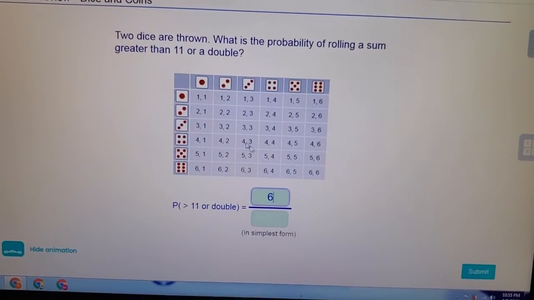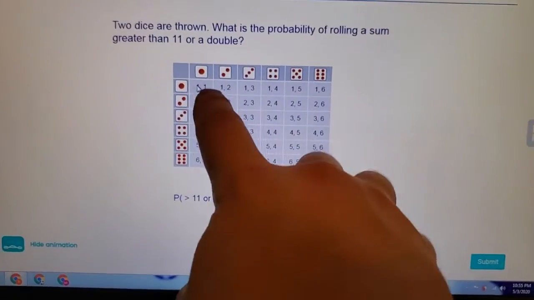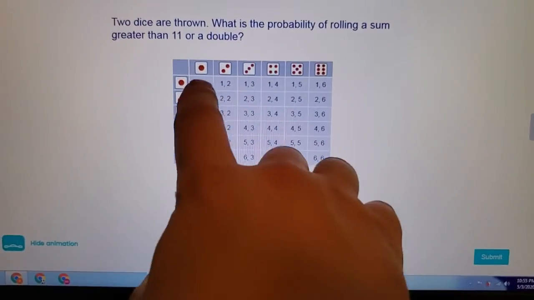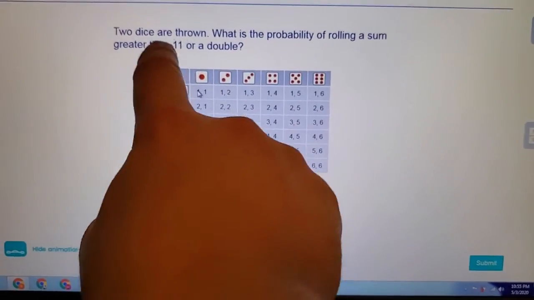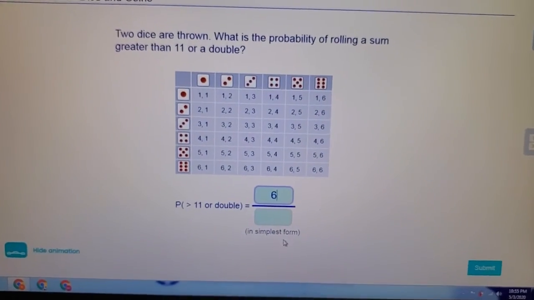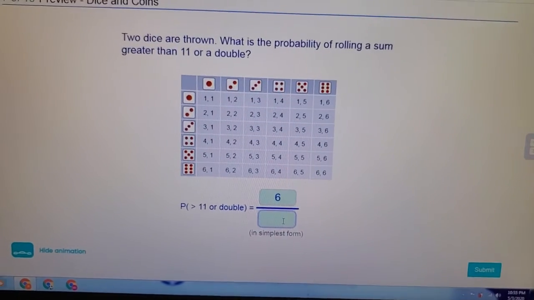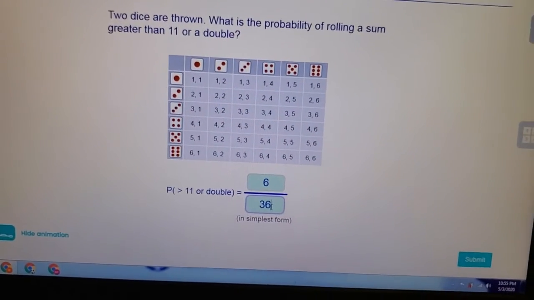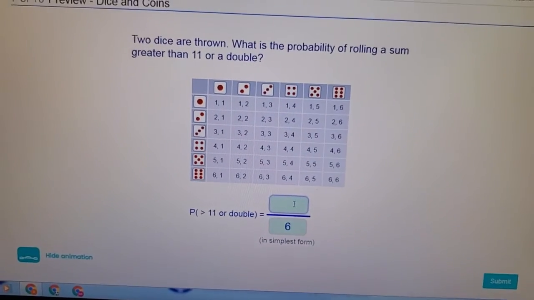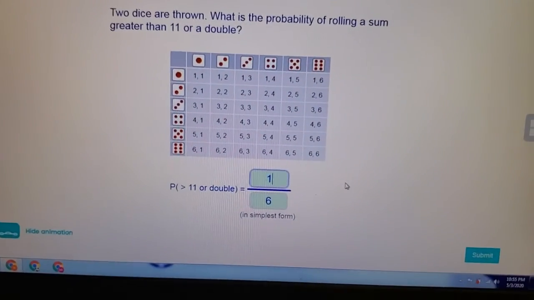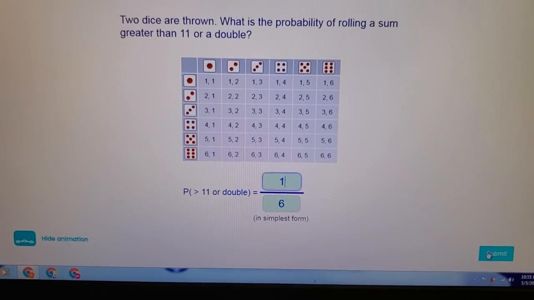So essentially there's these little squares here. Make sure you are not counting one twice, even if it has 2 different things. So it's 6 out of 36. But we know that both of those numbers can divide by 6. 36 divided by 6 is 6, and 6 divided by 6 is 1. So it's 1/6 in simplest form.